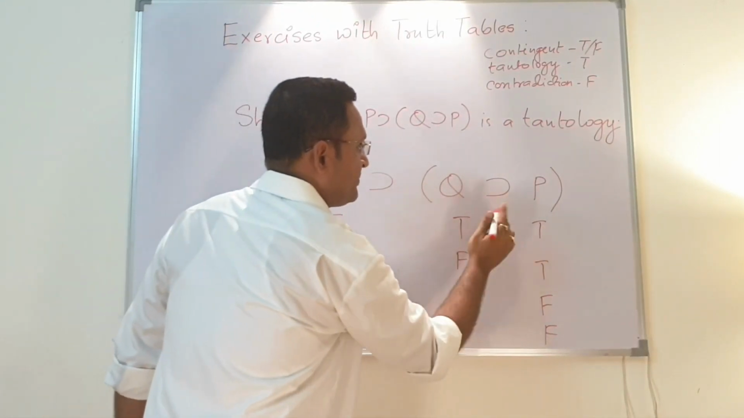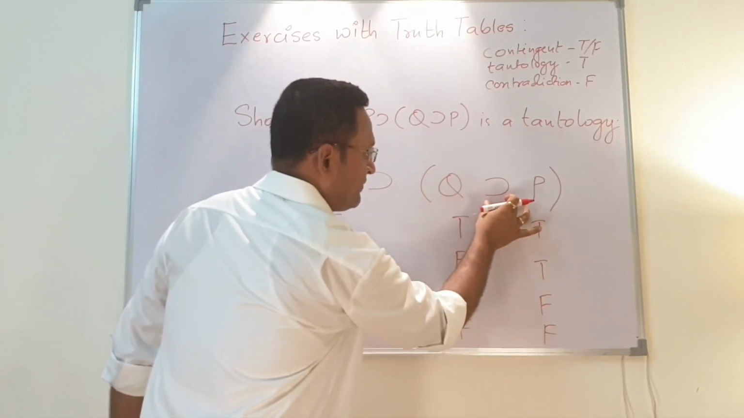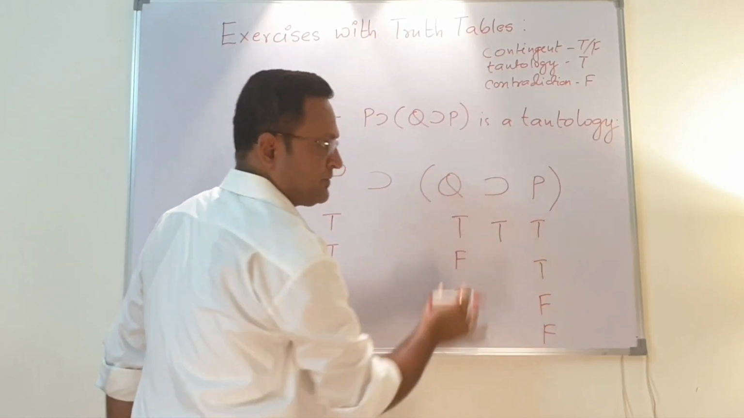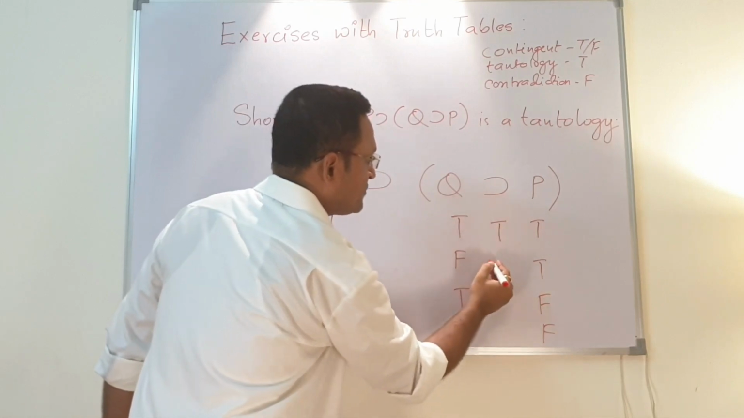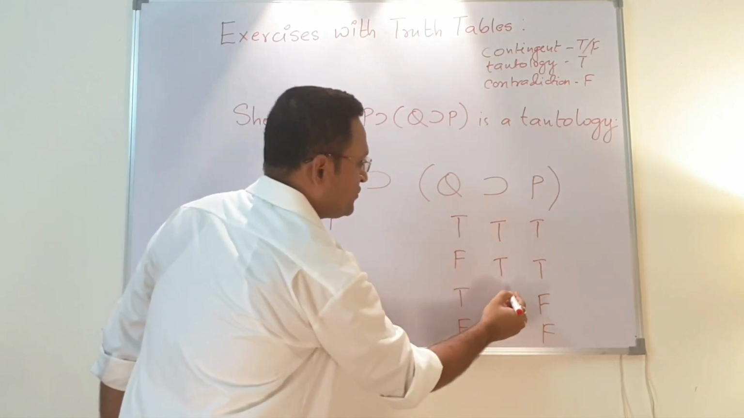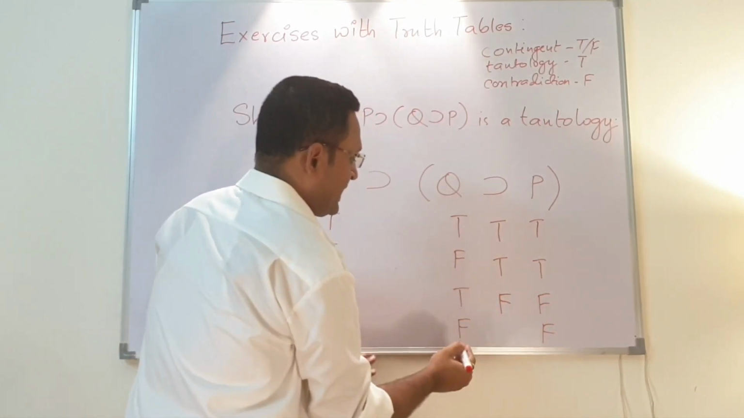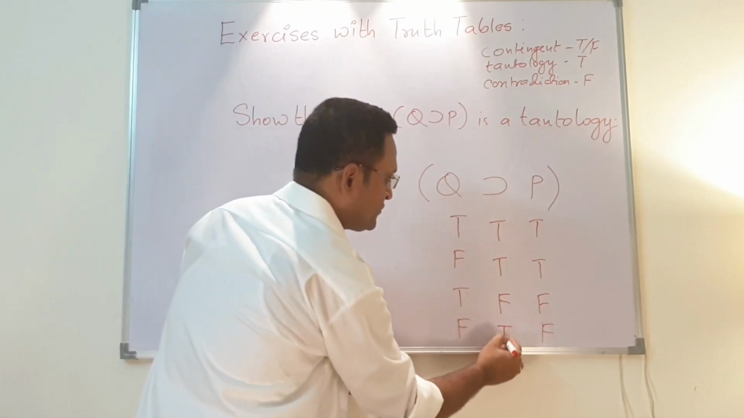So we know true implies true is true. We are finding the value here of this implication. So true implies true is true. False implies true is true. True implies false is false. And false implies false is true.